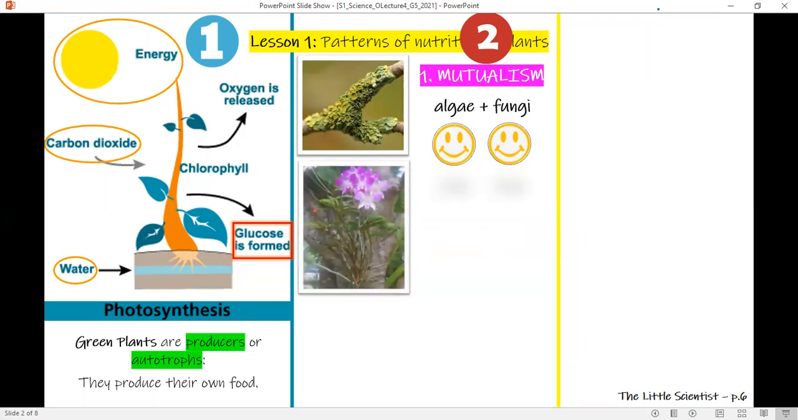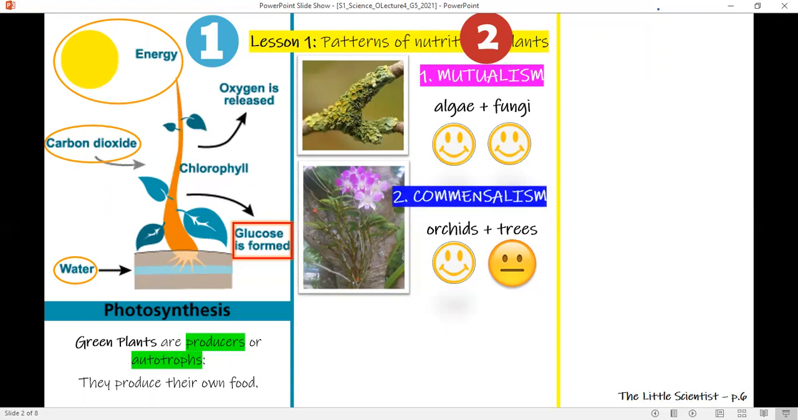A second type of symbiotic relationship is the example of the orchids and the trees. We gave another example about barnacles and whales. In this case, orchids are using the trees as a shelter, as a habitat. So the orchids are happy, trees get nothing from this relationship. They are neither harmed nor helped from this relationship. So when one organism benefits and the second gets nothing, we say that this is commensalism.